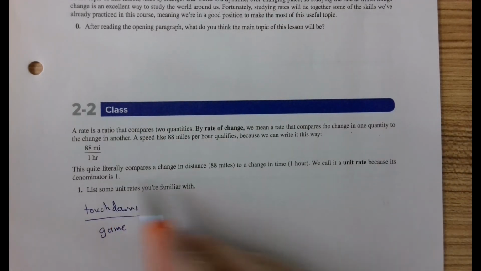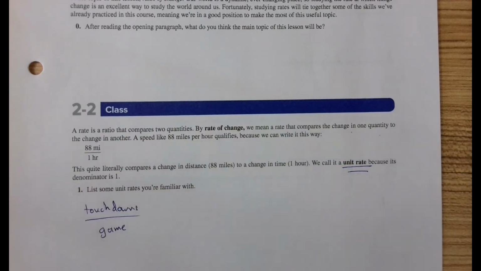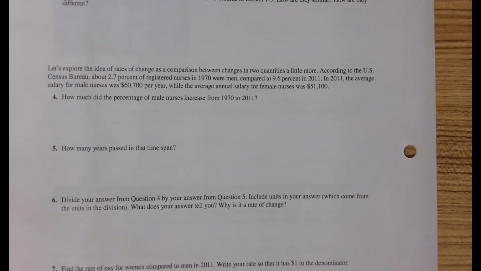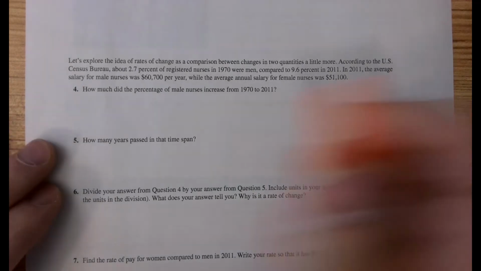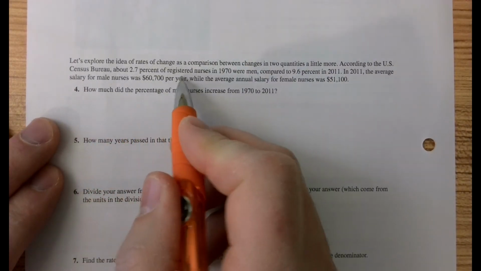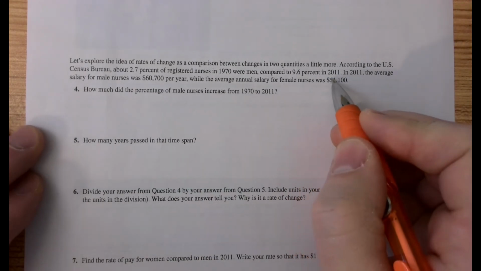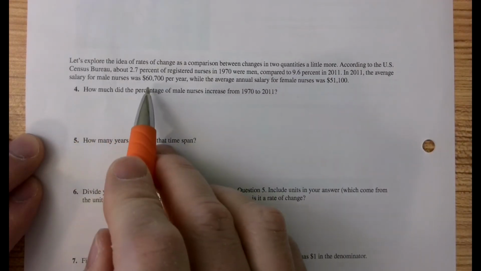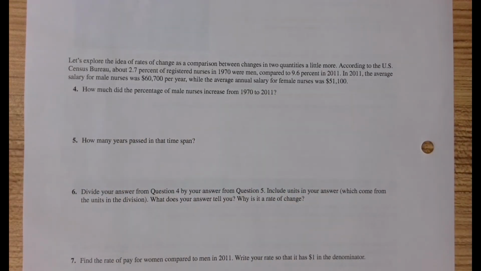Okay, so we get really specific when we talk about a unit rate, and that's something that has a denominator of 1. So let's just jump down right into question 4. I really like this question. Here we're told that, according to the U.S. Census Bureau, about 2.7% of registered nurses in 1970 were men, compared to 9.6% in 2011. And then in 2011, the average salary was $60,700 per year for males and $51,100 for females.